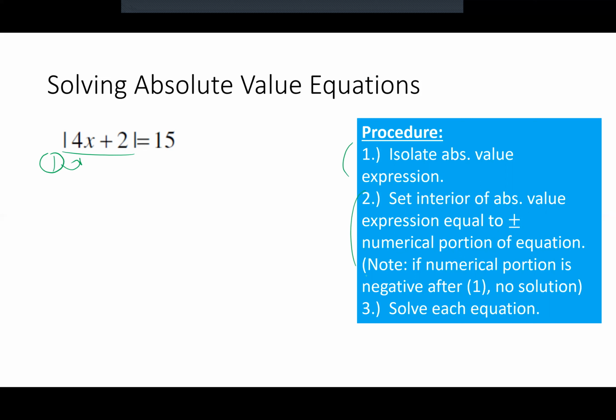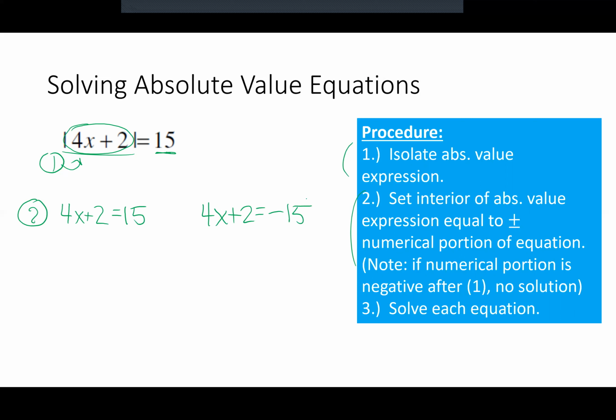Now, we're going to set the interior of the absolute value expression equal to plus or minus the numerical portion of the equation. What am I even talking about here? All right, so here's what I'm saying. This is the interior of the absolute value expression. So what I'm saying is 4x plus 2 is equal to plus or minus the numerical portion. So 4x plus 2 is equal to 15, and 4x plus 2 is equal to negative 15.